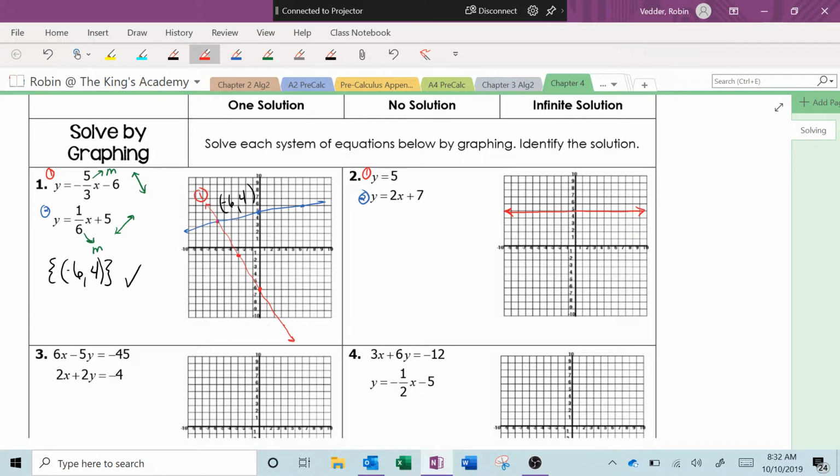Now I want you guys to graph number 2 and be very careful when you do it, see if you can figure out what their point of intersection is. So you're graphing that second line to see if you can figure out where they intersect.